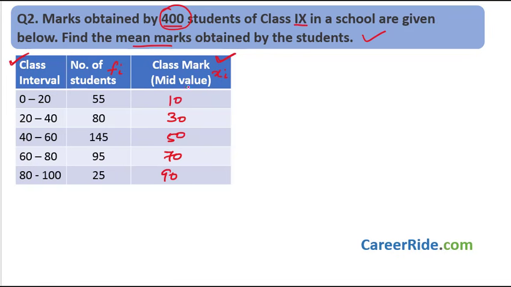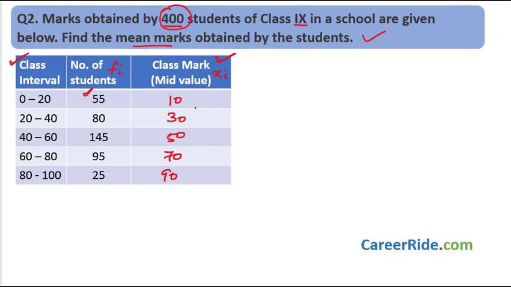But in the previous case, to go ahead, we did 55 into 10, 80 into 30. That is what we would have done. But now you can see that the data is getting larger. The number of students here is more, right? So if I multiply 55 into 10, 80 into 30, 45 into 50, and then add up everything, the calculations will become very lengthy.